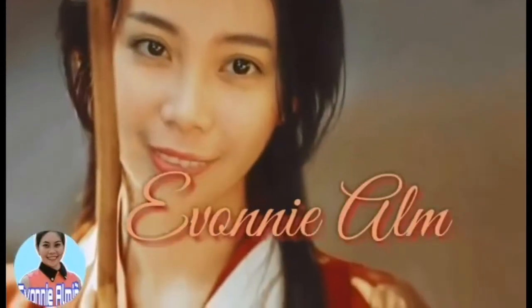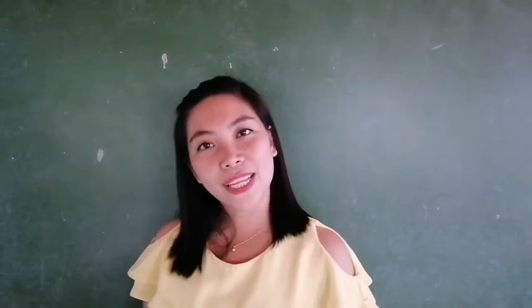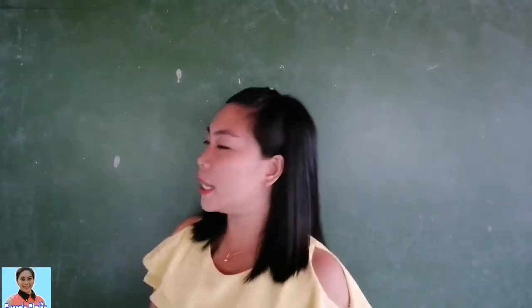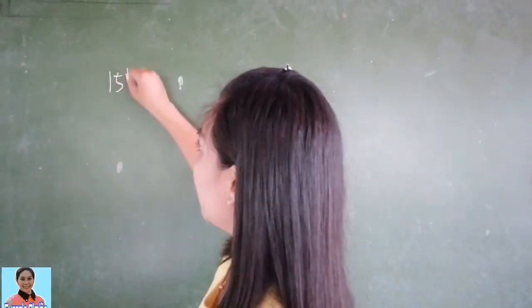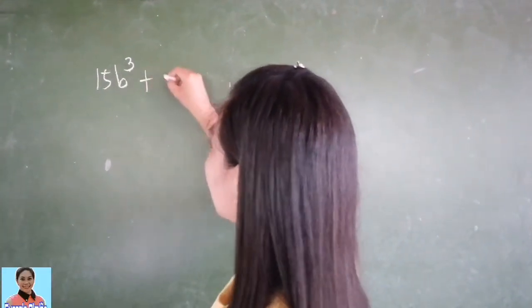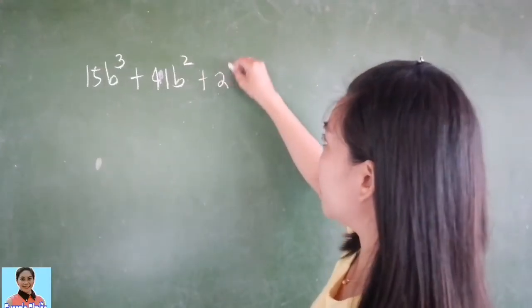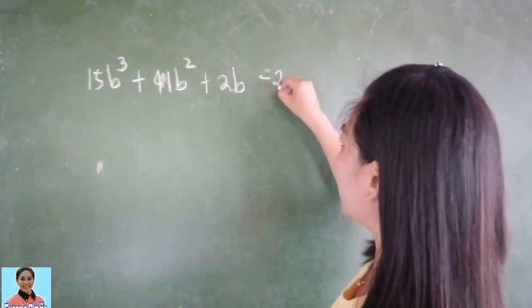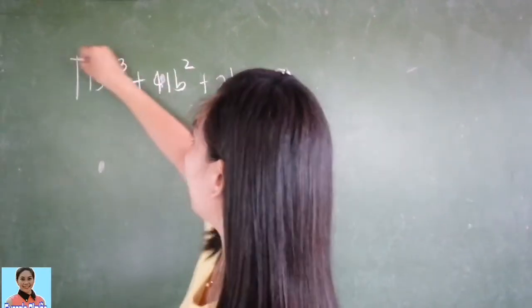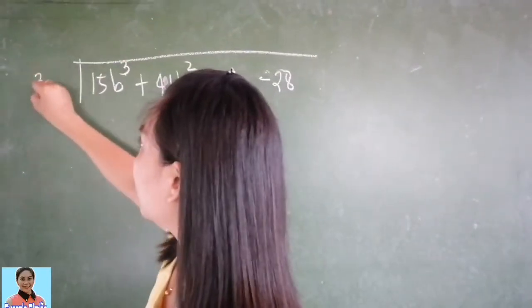Now, let's try another example para po mas lalo po natin maintindihan yung division of polynomials. So, this time around, medyo habaan po natin yung dividend para po mas clearer siya. Ano po? So, let's have 15b cubed plus 41b squared plus 2b minus 28 divided by 3b plus 7.